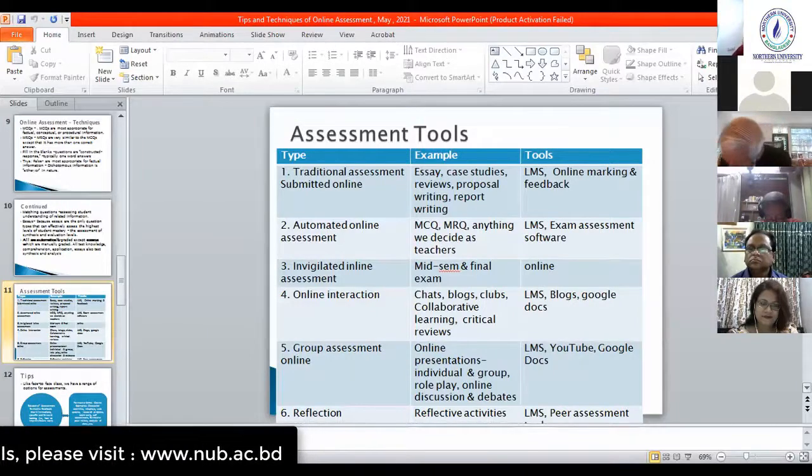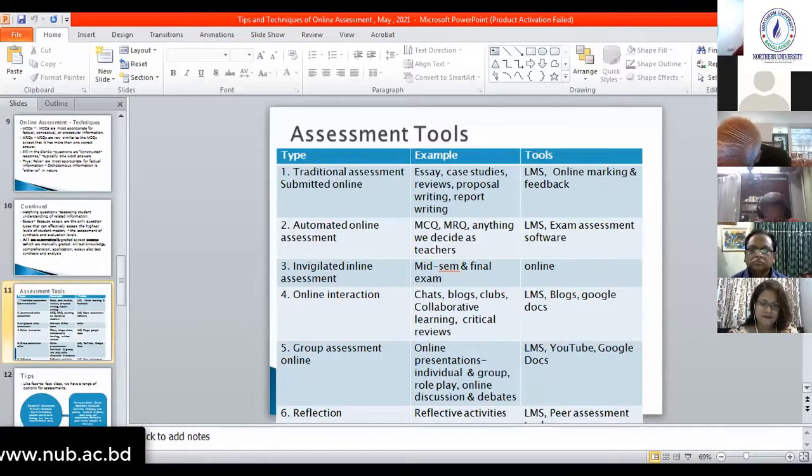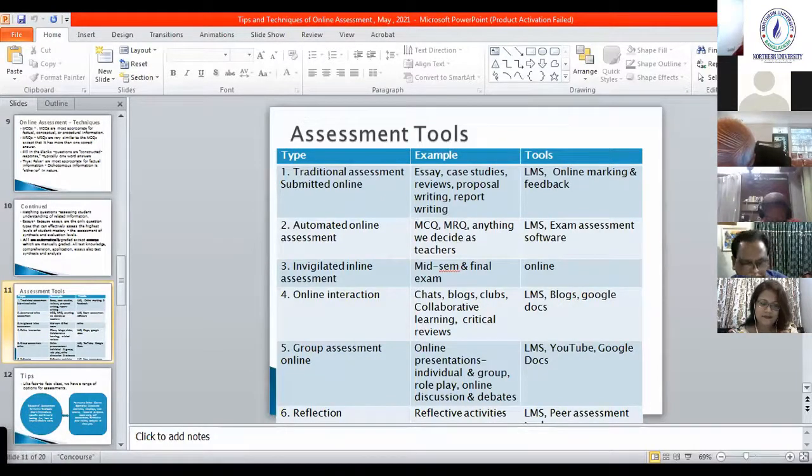Online discussion and debates. Again, the LMS that we have is all powerful, which has a lot. There are YouTube videos, etc., which could be used. Again, Google Docs helps. Then comes reflective activities. Reflect on what is your learning from the course.